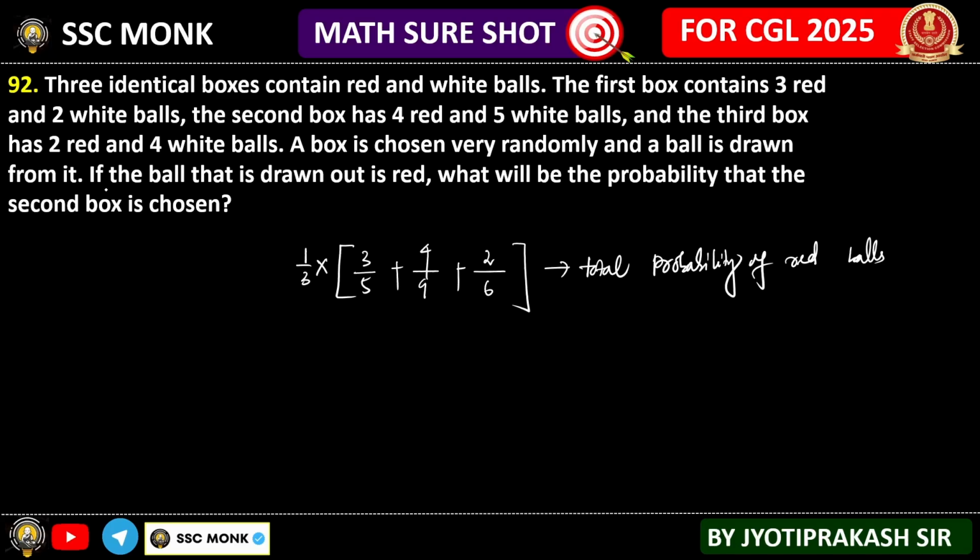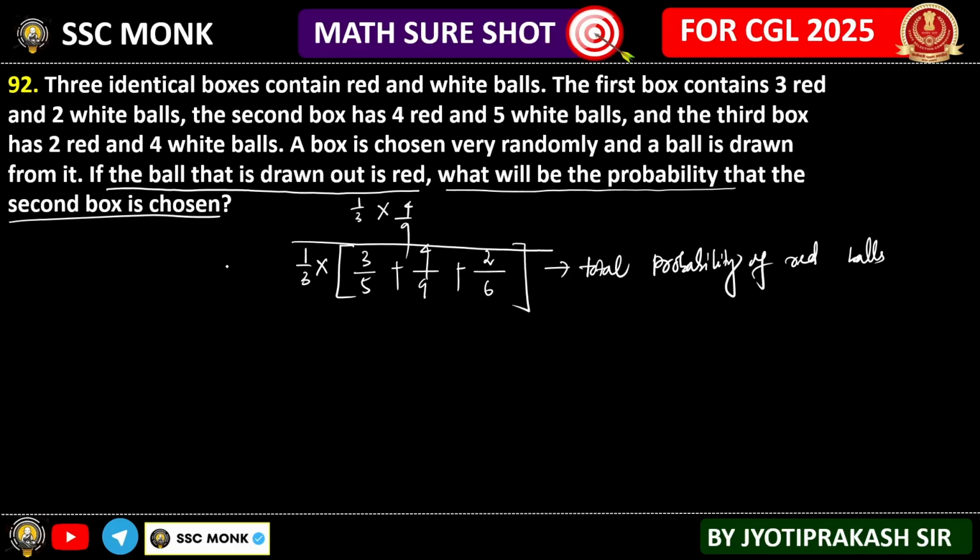No. It is saying if the ball that is drawn out is red, what will be the probability that the second box is chosen? This is total probability, out of which the second box probability will be calculated. That means 1 by 3 into 4 by 9. This will be the right answer. Understand this. This is very important. Many students will commit mistakes over here. You should not do that.